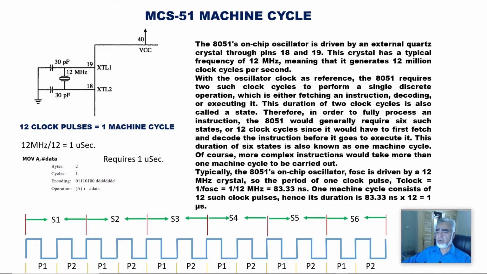You can find details regarding the machine cycle of the MCS51 family in different books. Here we can see that typically the 8051's on-chip oscillator is driven by a 12 MHz crystal. So the period of the clock pulse, T clock, equals 1 over the frequency of oscillation, that is 1 divided by 12 MHz. So we'll have 83.33 nanoseconds. One machine cycle consists of 12 such clock pulses, so its duration is 83.33 nanoseconds multiplied by 12, which equals 1 microsecond.